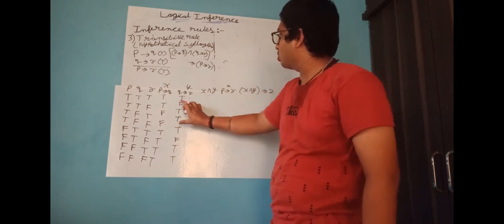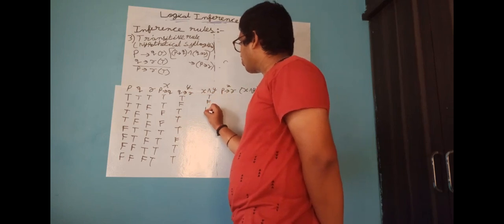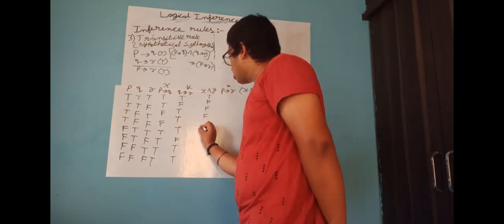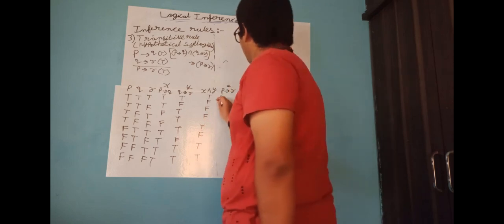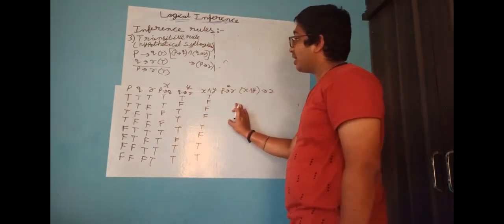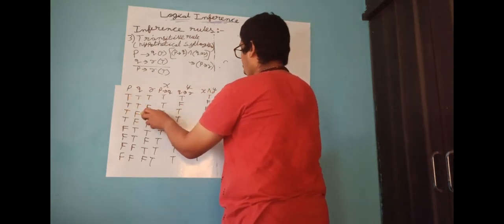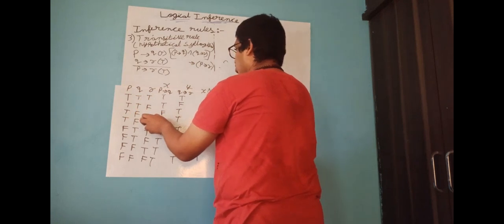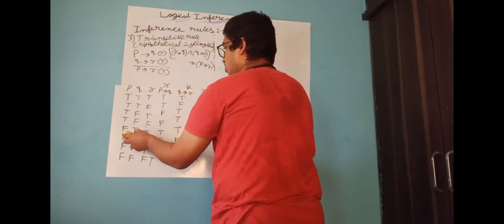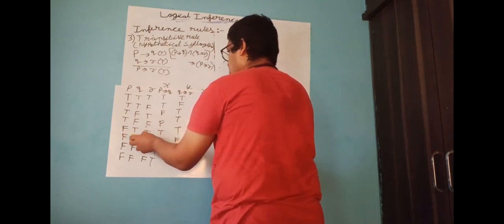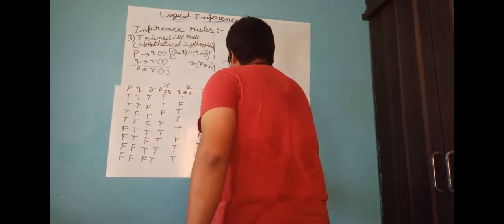And of these both: true and true, true, false, false, false, true, false, true, true. And now P implication R. P and R: true, true, true, true, false, false, true, true, true, true, false, false. Next false, true, true, false, false, true, false, true, true, false, false, true.